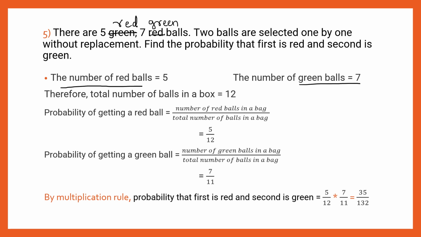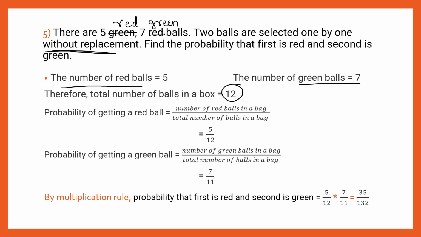Now, two balls are selected one by one without replacement. Now what we are supposed to be doing, out of the total balls, will be red balls plus green balls, which is equal to 12. So out of these 12 balls, we are taking out two balls one by one without replacement. Now this is very important, the word without replacement.